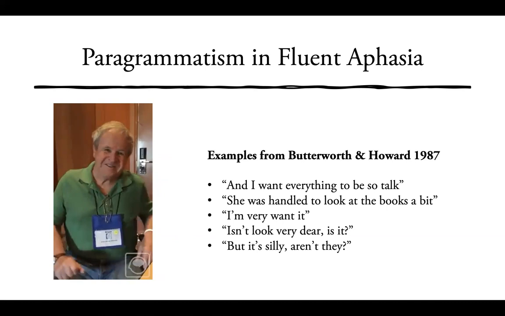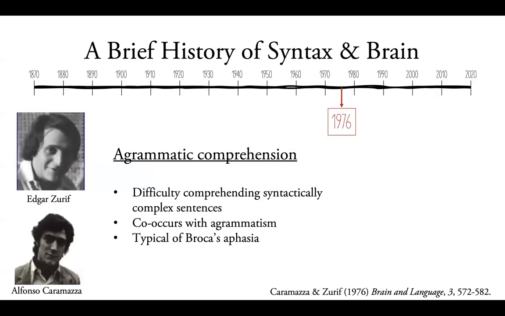So here are some examples from Butterworth and Howard from people with paragrammatism. And I want everything to be so talk. She was handled to look at the books a bit. I'm very want it. Isn't look very dear. Is it? But it's silly, aren't they? So those are the sentence monsters that Kleist referred to.